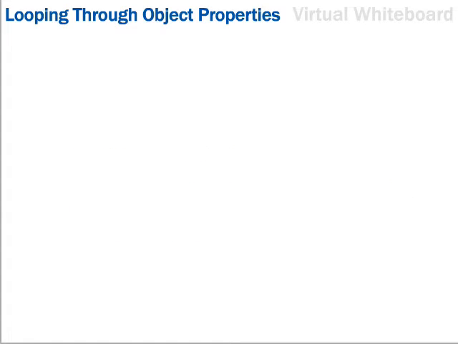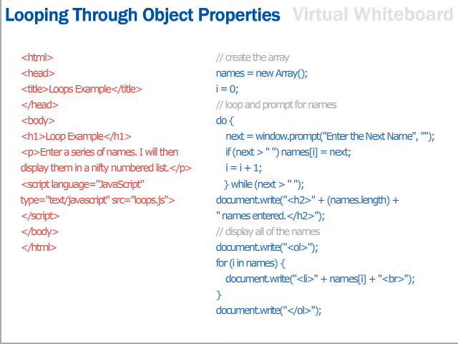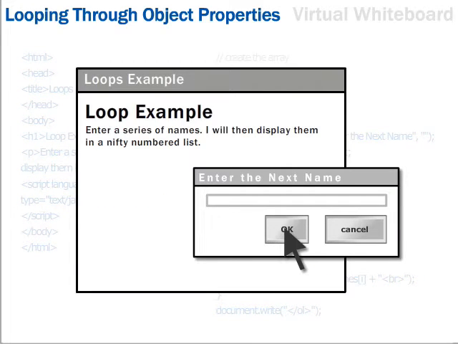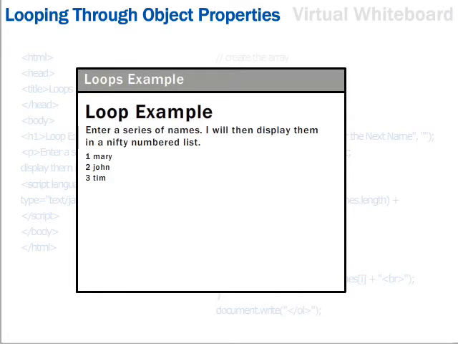You've now seen everything you need for a working script. These examples show the HTML file and the JavaScript file. If you want to try this example, you will need to save the JavaScript file as loops.js and then load the HTML document into a browser. You'll be prompted for one name at a time. Enter several names and then click Cancel to indicate that you're finished. This shows what the final result should look like in a browser.